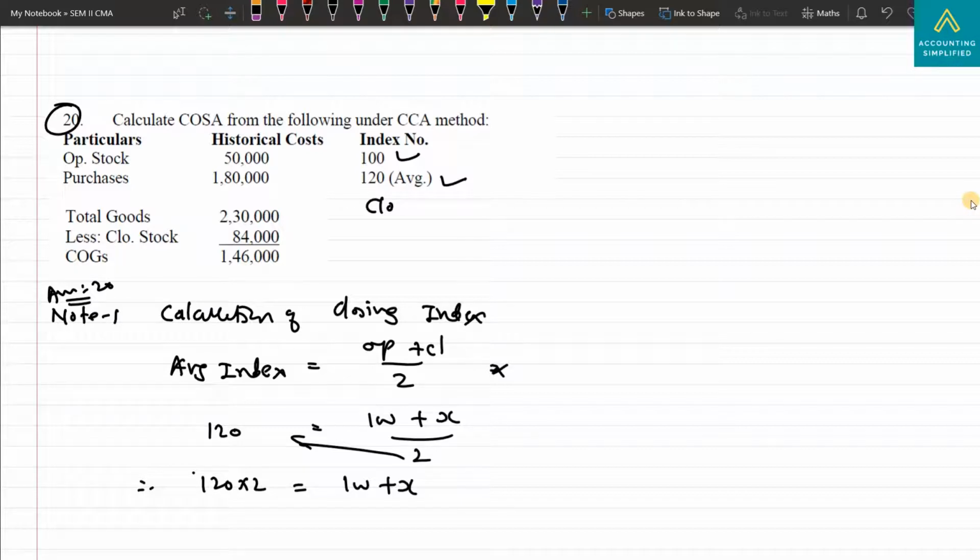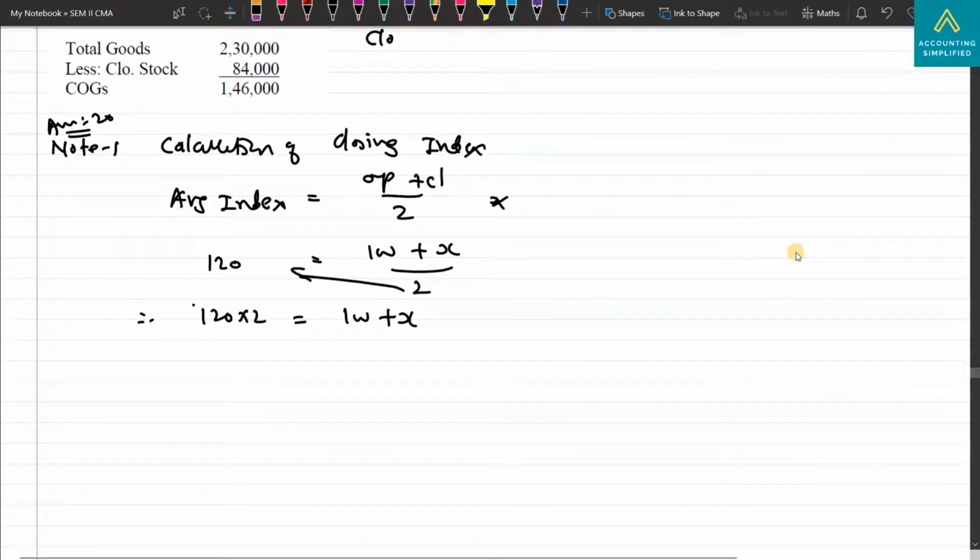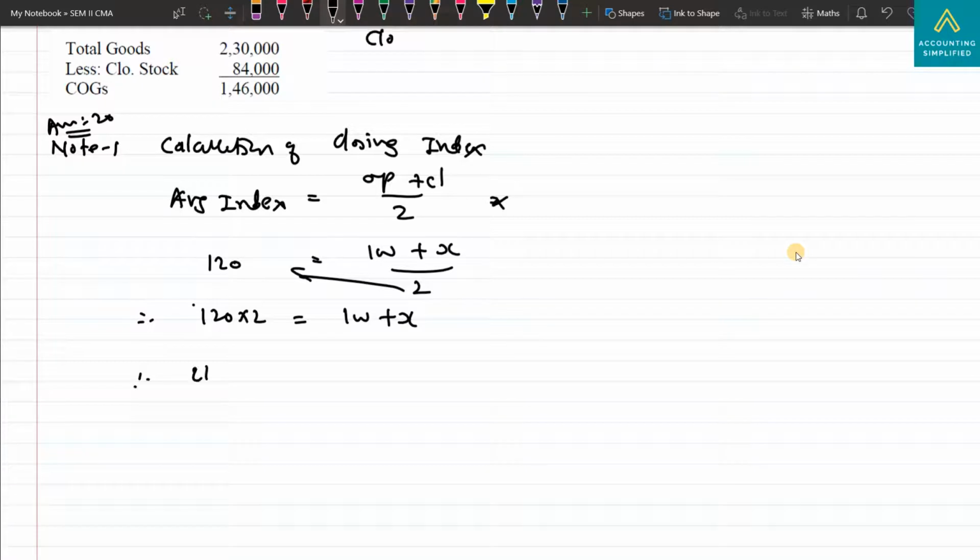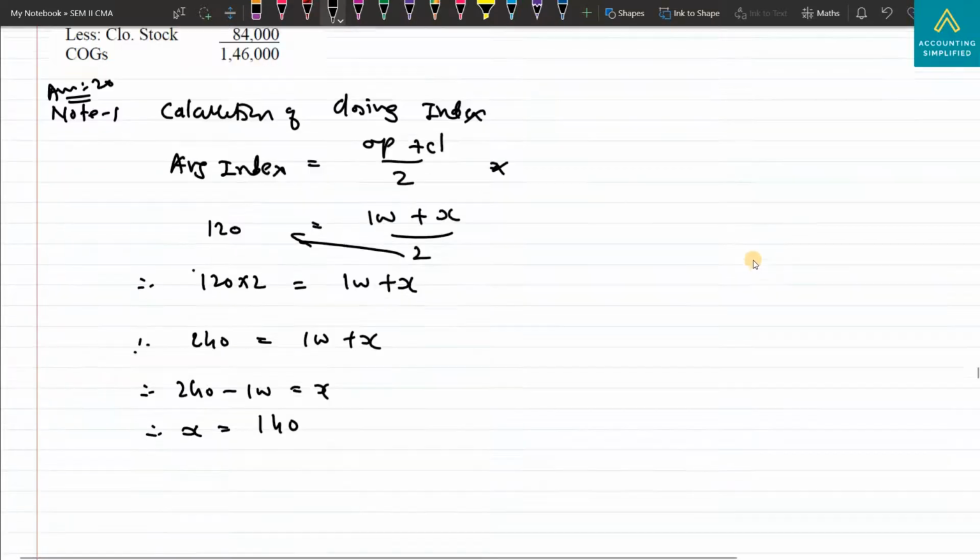Next, 120 into 2, so 240 is equal to 100 plus x. So 240 minus 100 is equal to x. So x is equal to what? 140, right? So closing index is 140.